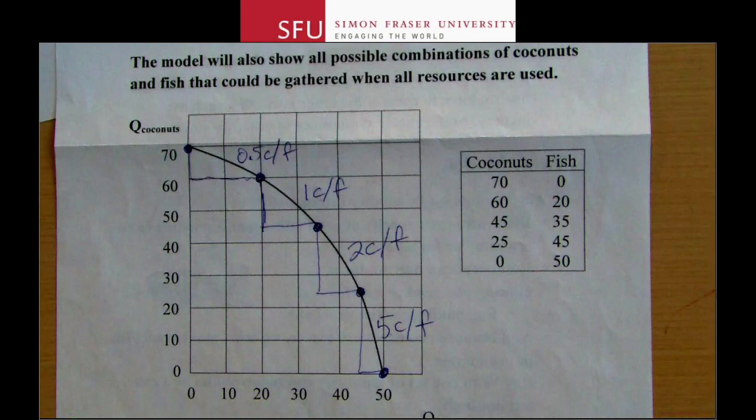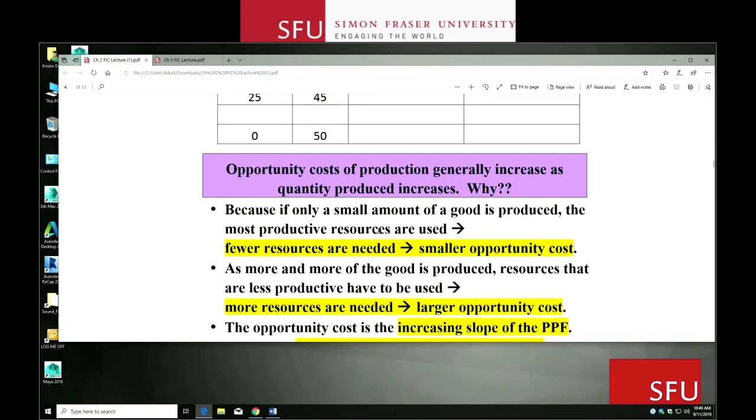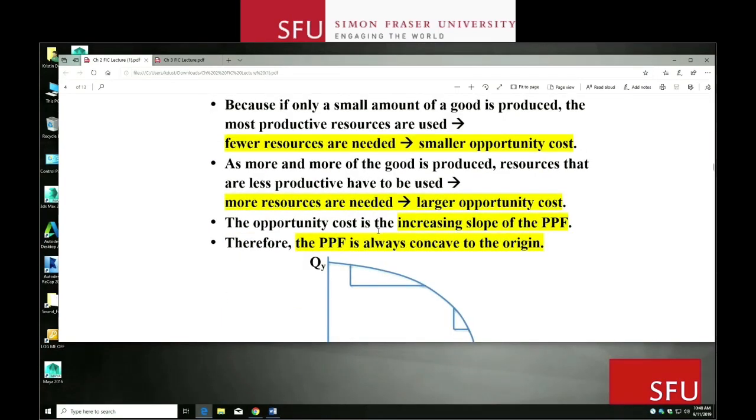Okay, all right, so next sentence then. The opportunity cost is the increasing slope of the PPF. And so we can say that the curve is concave to the origin. Concave to the origin. Or, like in math, you would say the function is decreasing at an increasing rate.